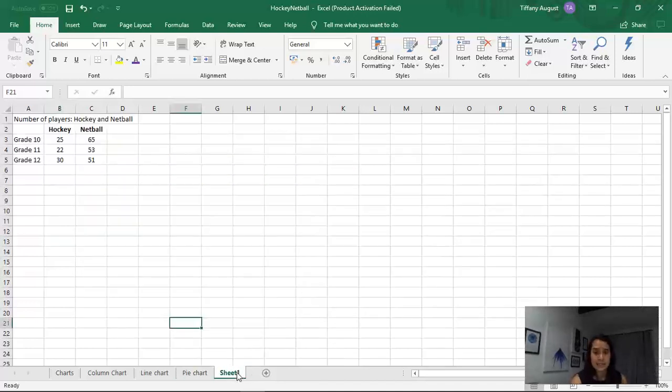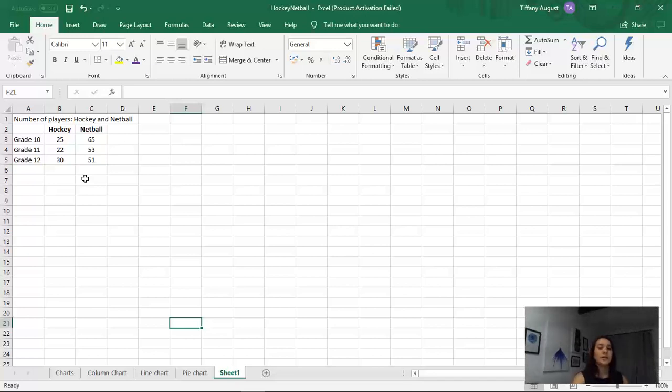Okay, so let's get right into this now. First thing we're going to do is you need to have information in your worksheet. Okay, so this current worksheet is number of players that play hockey and play netball, and they've been broken down into grades. So how many in grade 10, how many in grade 11, and how many in grade 12. And we are going to create a very simple chart to represent this information, and we are going to compare the two by looking at creating a 2D one. We're going to start very simple, a 2D bar chart or column chart.